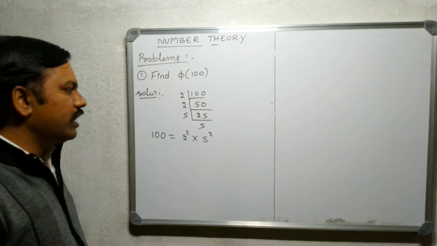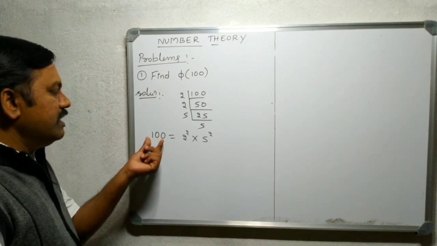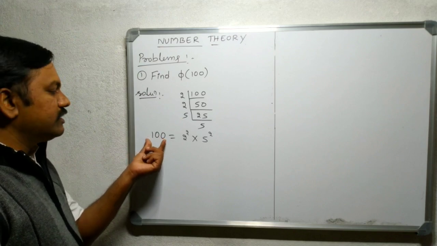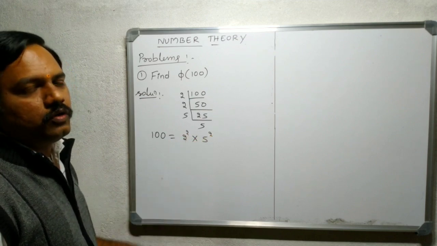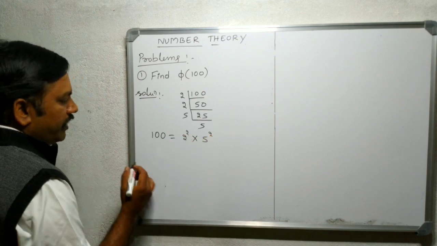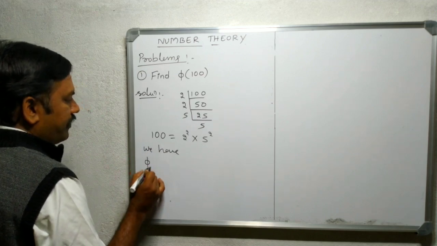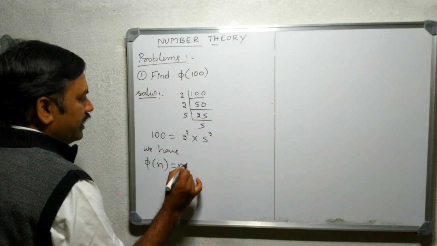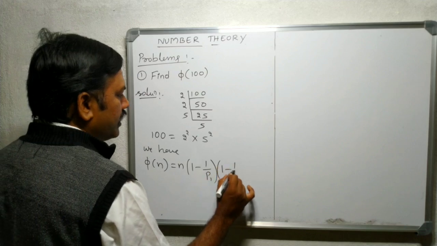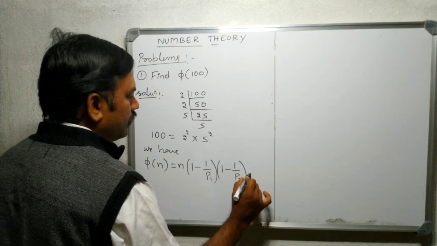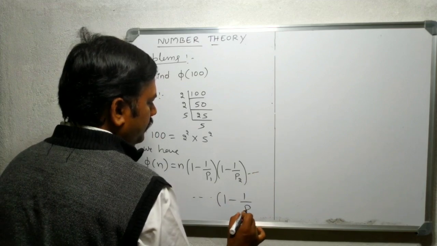Now previous theorems nalla helbekare n can be written as prime factorization anta helta idiyalva. Here n is nothing but 100. This n is equal to p1 to the power of alpha 1 into p2 to the power of alpha 2. ಆ ಬೇಸಿಸ್ ಮೇಲೆ ಬರ್ತಿರೋದು ನಾವಿಲ್ಲಿ. We know that we have phi of n is equal to what? n into 1 minus 1 divided by p1 into 1 minus 1 divided by p2, so on 1 minus 1 divided by pk.